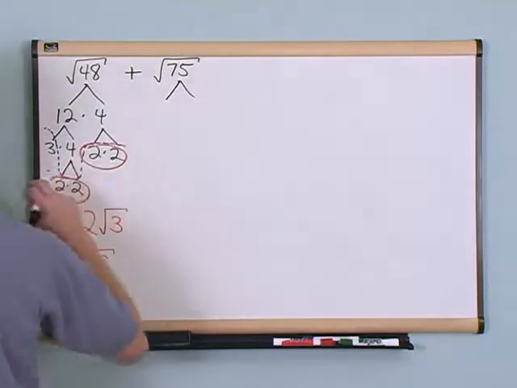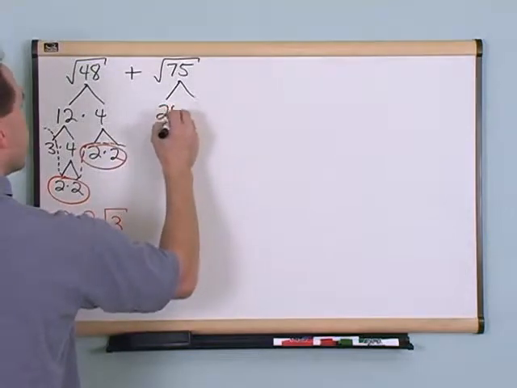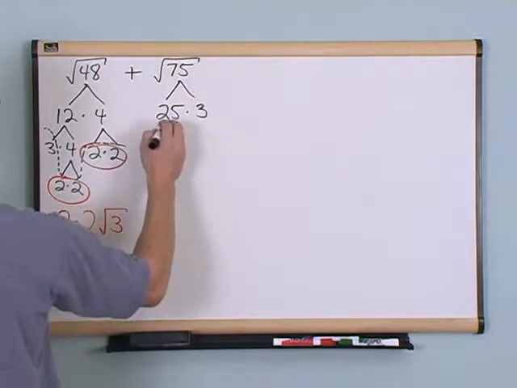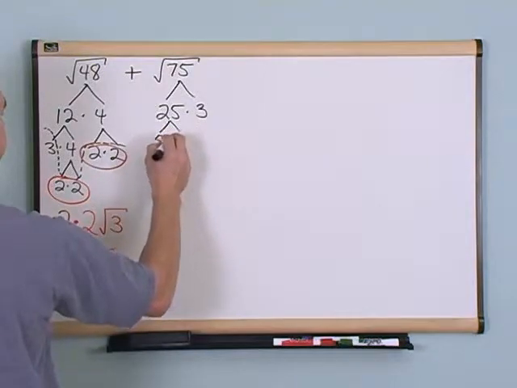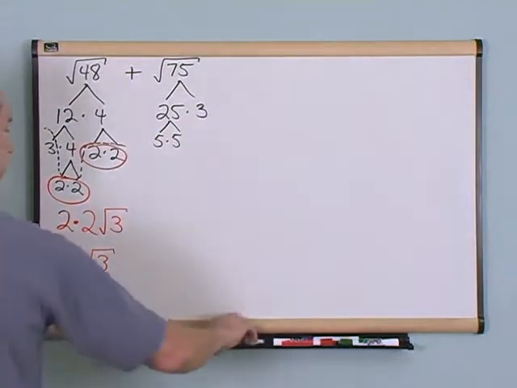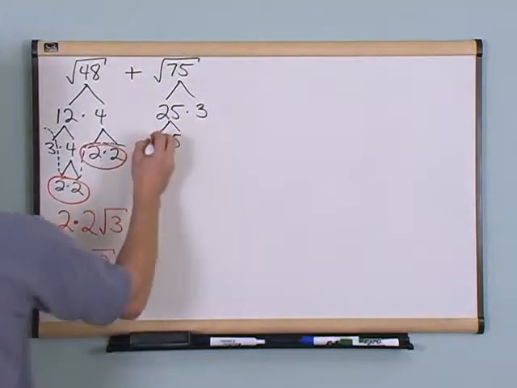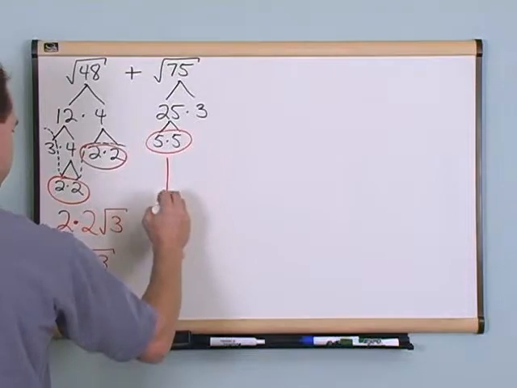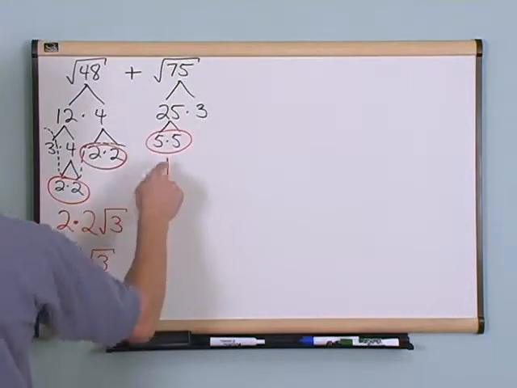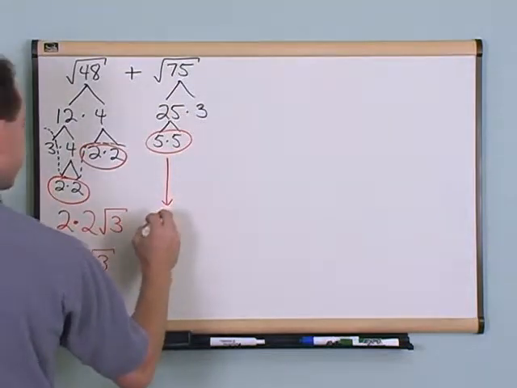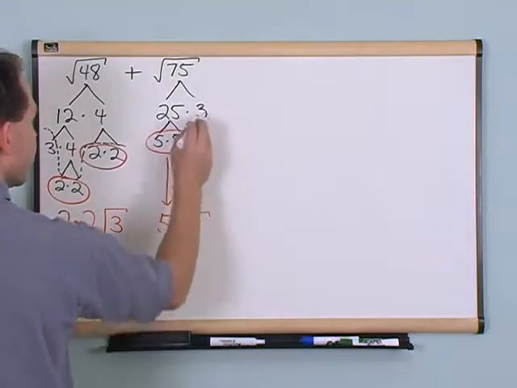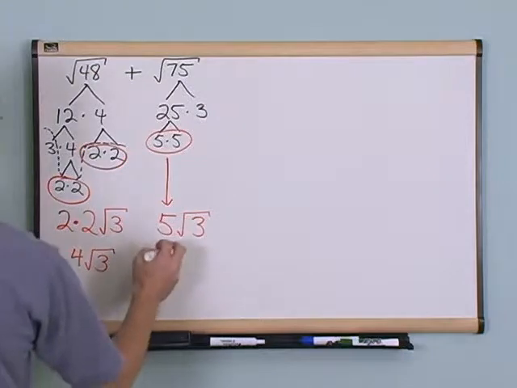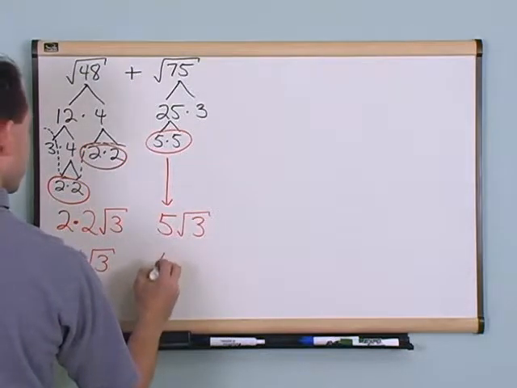This guy is 25 times 3 gives me 75, and 25 is simply 5 times 5. So if I'm looking for pairs, of course I've got a nice 5 here. I'm going to just write this down here. The answer here, I'm going to pull the 5 out. That's going to give me 5 times the square root of 3. Okay? Actually, I'm going to write it right here.